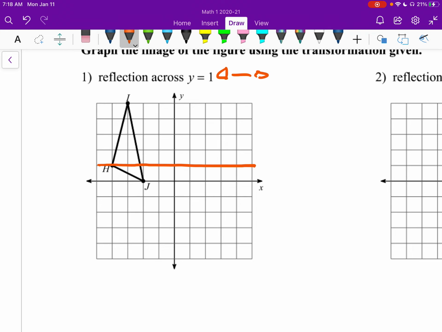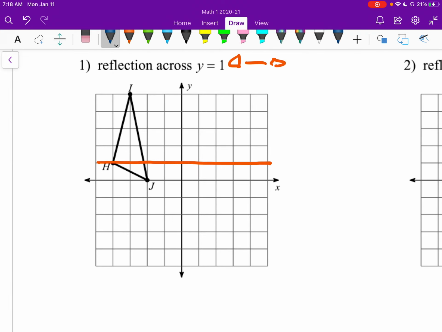So just like last time, I'm just going to count, only this time we're not counting to the axis, we're counting to the line. So let's start with I. I is 1, 2, 3, 4 away, so it'll be 1, 2, 3, 4 away. So it'll be down here. J is 1 below, so it'll be 1 above. So there's J prime. And then H will stay the same spot because it's actually on that line. So here's our new triangle.